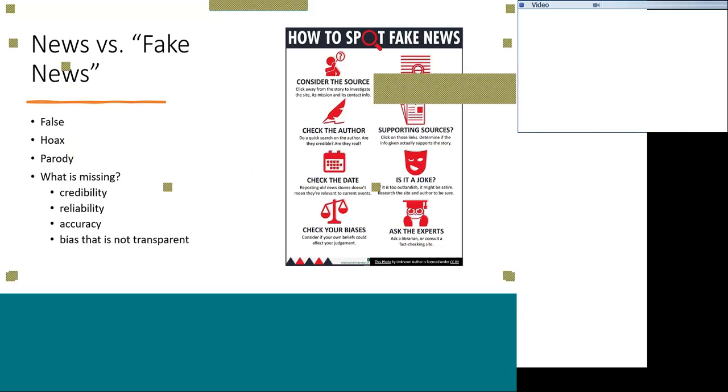For these tutorials and for news literacy generally, our definition will be more nuanced and will include any news that violates one or more of the following important principles: credibility, reliability, accuracy, or bias that is not transparent. We will discuss these principles in the next tutorial.